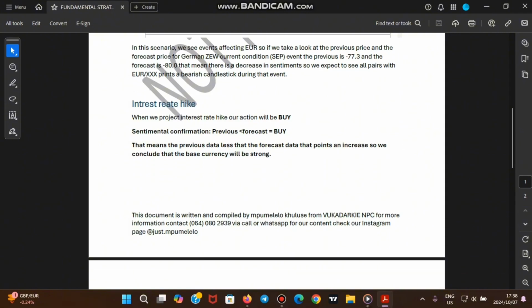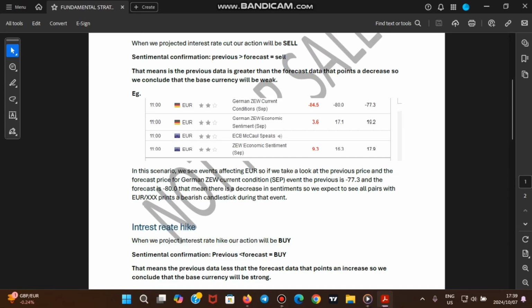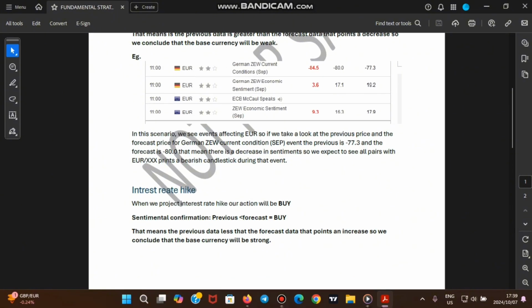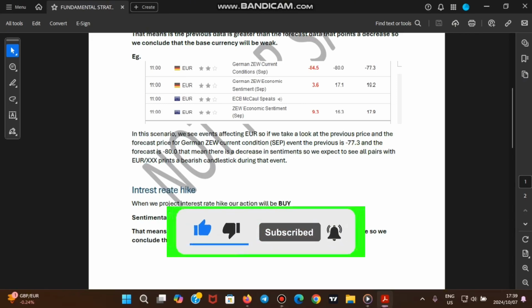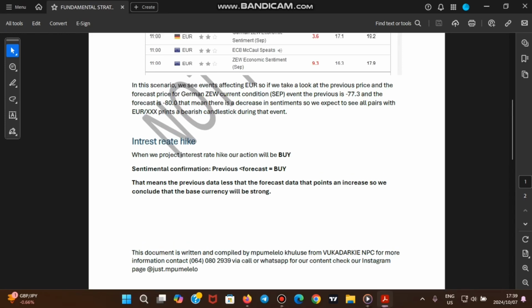Whenever you get an interest rate cut, it's because the previous is greater than or equal to the forecast. Let's say this one is the example of a euro. If you see this event, it's going to be a sell, because interest rates are cut. Every pair that starts with euro, whether EUR/CAD, whatever, you sell it, and the opposing one, like CAD/EUR, you buy. That's how we make money.